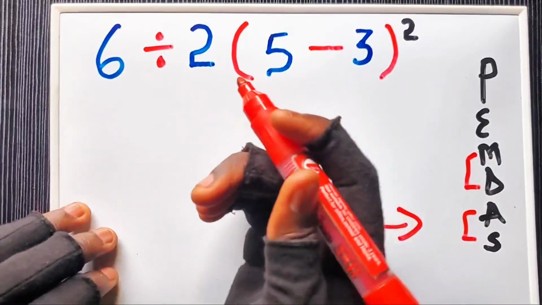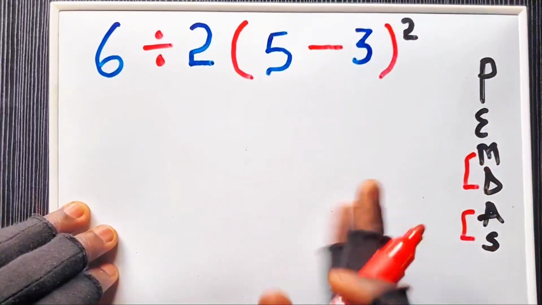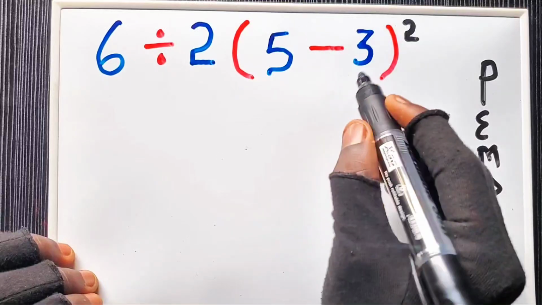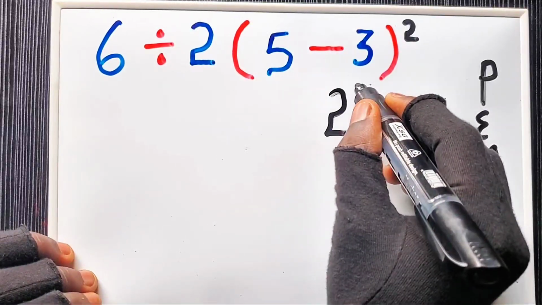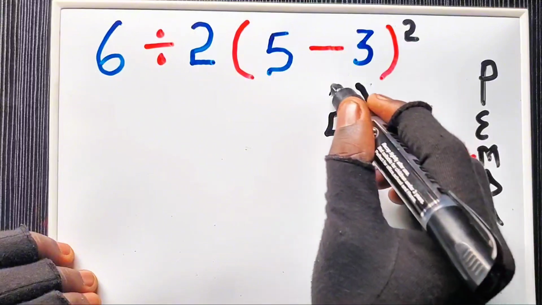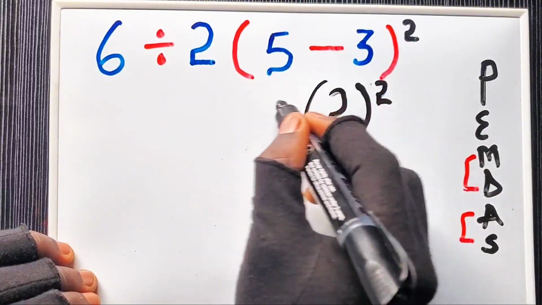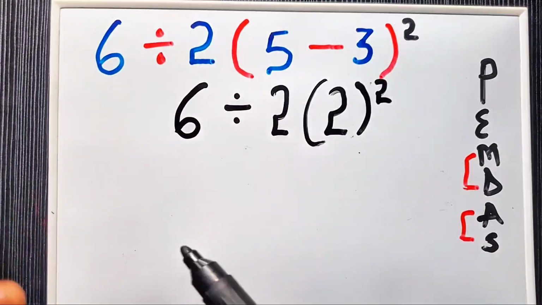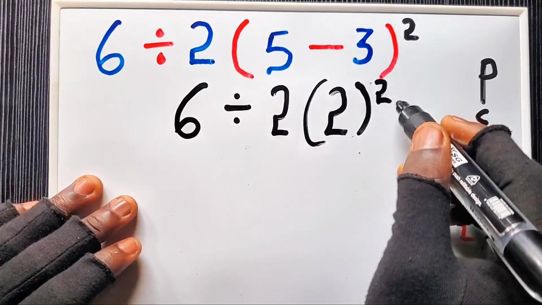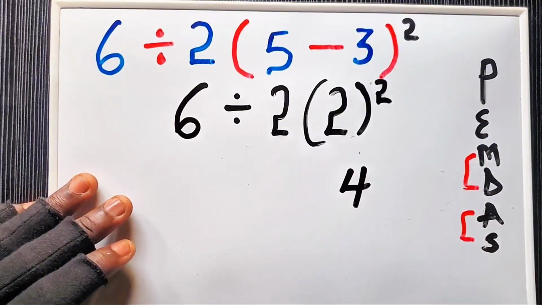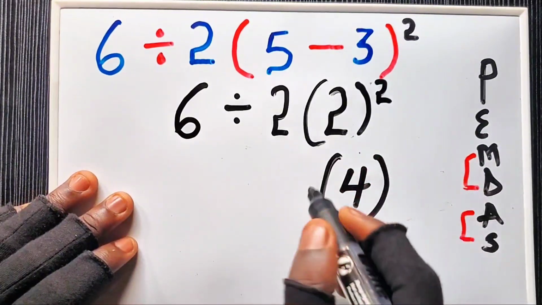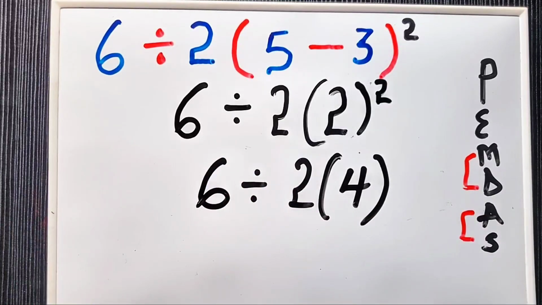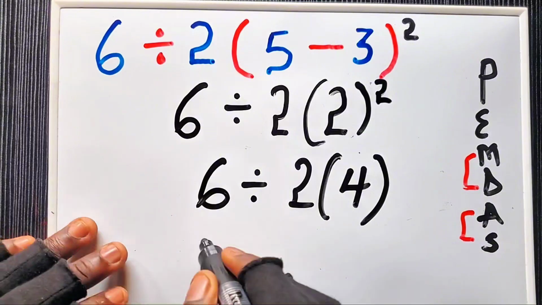Okay, then therefore 5 minus 3 becomes 2. Now the question becomes like this. Now the exponent, 2 times 2, that is 4. Okay, now write the rest of the equation again. So now we rewrite everything like this.